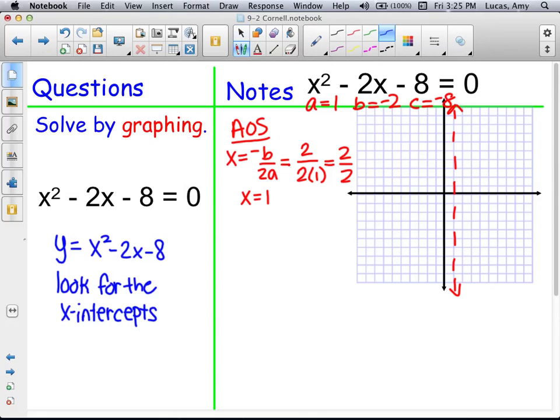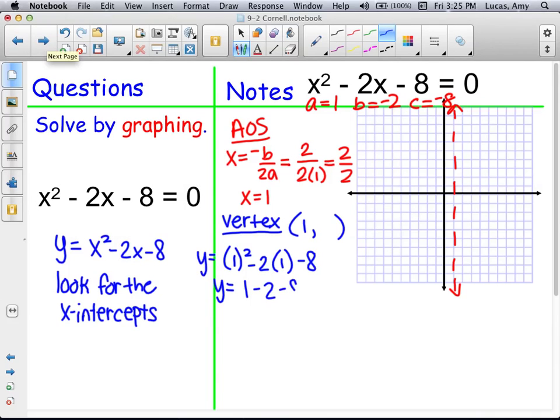Next, I need to find my vertex. So I can plug in 1 for x: 1 squared, minus 2 times 1, minus 8. 1 squared is 1, minus 2, minus 8, so -9. The point (1, -9) is right here. And then c is -8, so -8 would be right here, and if I reflect it to the other side, I could draw my graph. The problem is I need to figure out the x-intercepts though, so I don't see them right now.